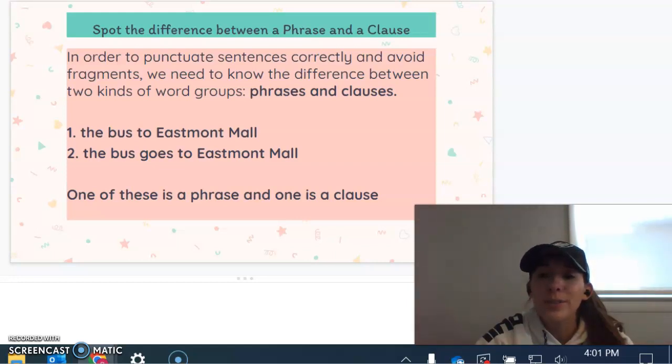So I have two examples on our slides. Example 1 is the bus to Eastmont Mall, and example 2 is the bus goes to Eastmont Mall. One of these is a phrase and one is a clause. So we're going to talk about what is a phrase and a clause.